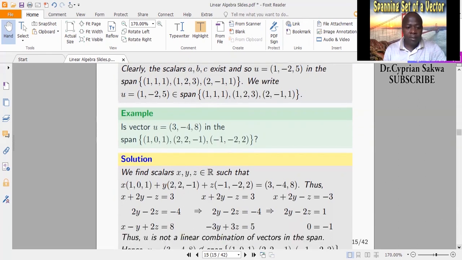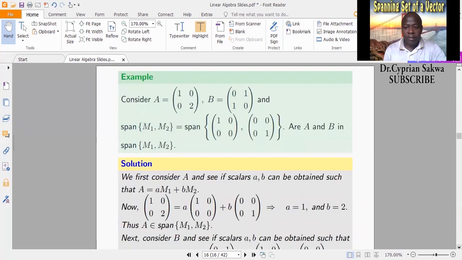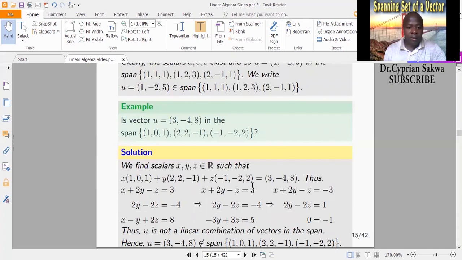Let's look at another example very fast. The example that I want us to look at is this.